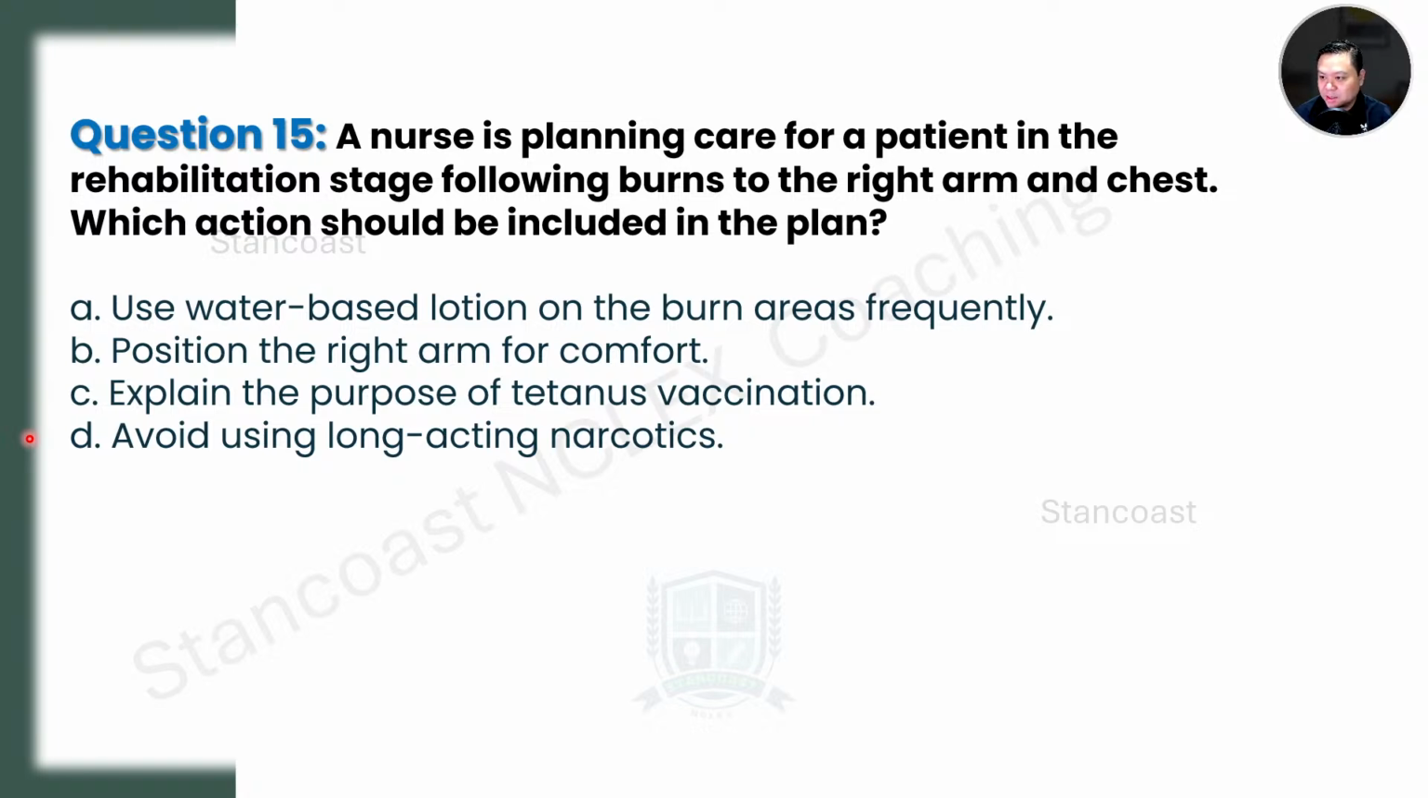Your patient is in a rehabilitation stage after they had sustained a burn to the right arm and chest. So what should be included in the care plan? Your answer should be letter A. That is using water-based lotion on the burn areas frequently. Because this will keep the healing skin hydrated. It will make it less itchy, which can promote comfort. And also it will promote skin integrity during the rehabilitation phase.